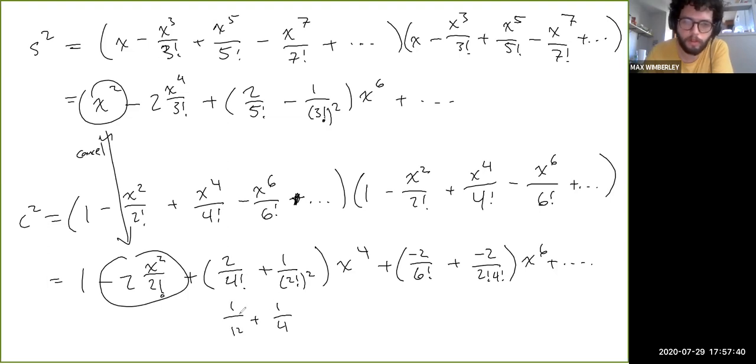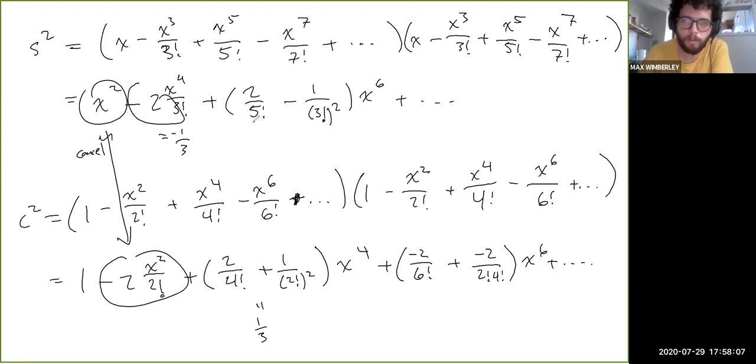And so this is like 3 over 12, so that's 4 over 12, which is 1/3. So this is 1/3. And this, right, is also negative 1/3, right?